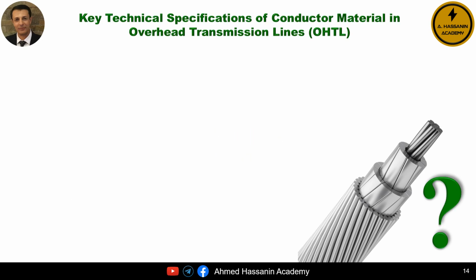But the very important point that we must know is, what are the most important characteristics or technical specifications of the conductor material used in overhead transmission lines? First, the conductivity. Of course, the material from which the conductors or wires of overhead lines are manufactured must have high electrical conductivity. High conductivity means low conductor resistance, which in turn results in lower electrical power loss and less voltage drop. This ultimately leads to economic savings and energy conservation.